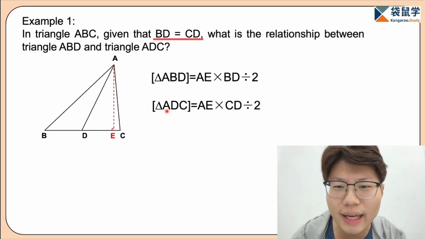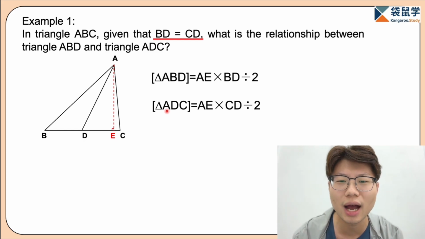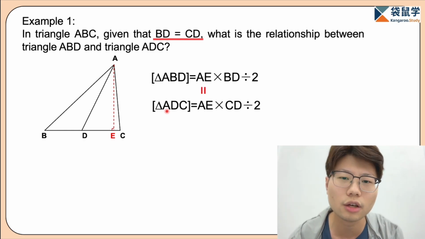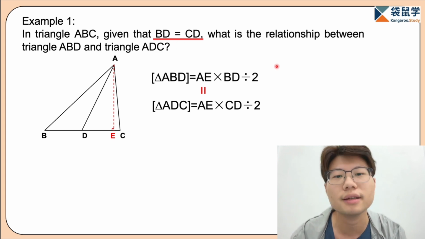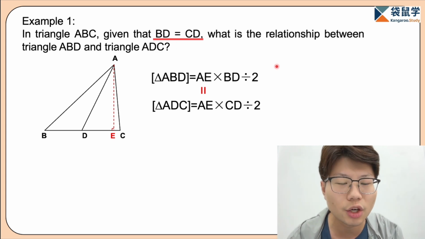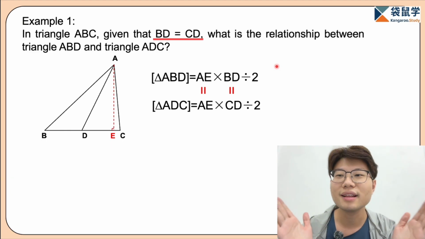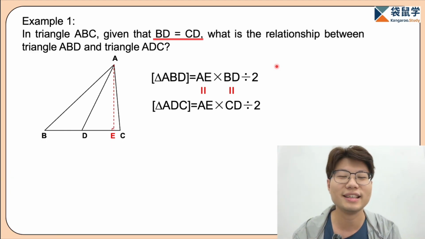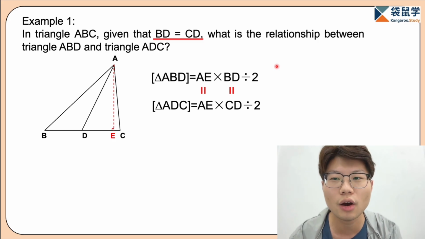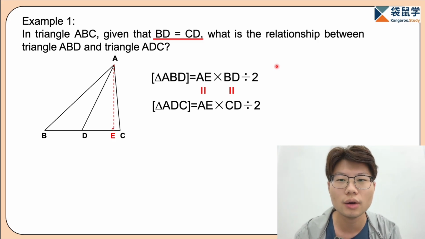And we can observe that these triangles share the same height, so AE equals AE. And the question told us that BD equals CD. Then, can we prove the triangles have the same area? Definitely yes. So the area of triangle ABD equals the area of triangle ADC.